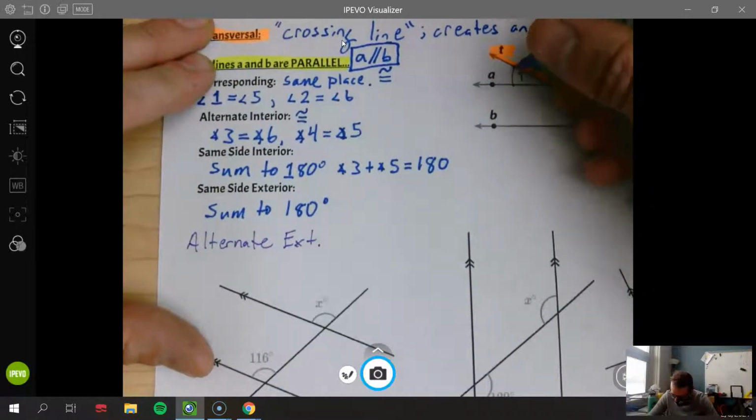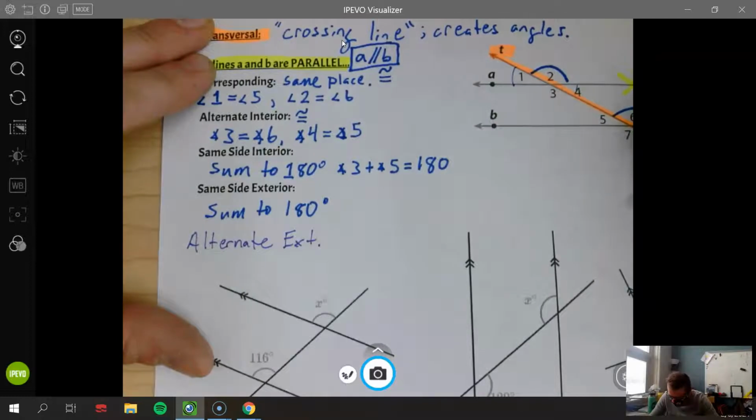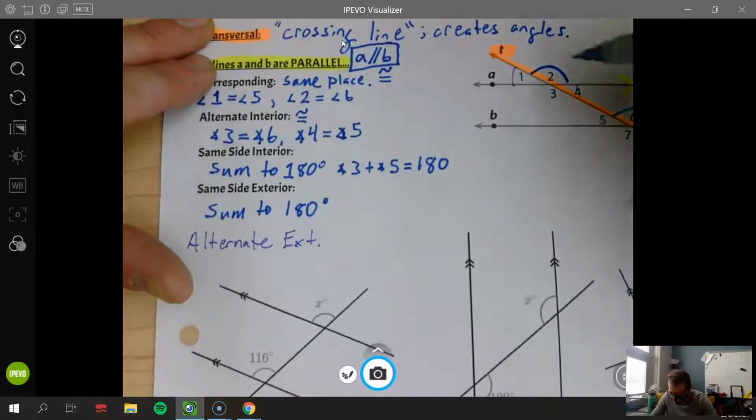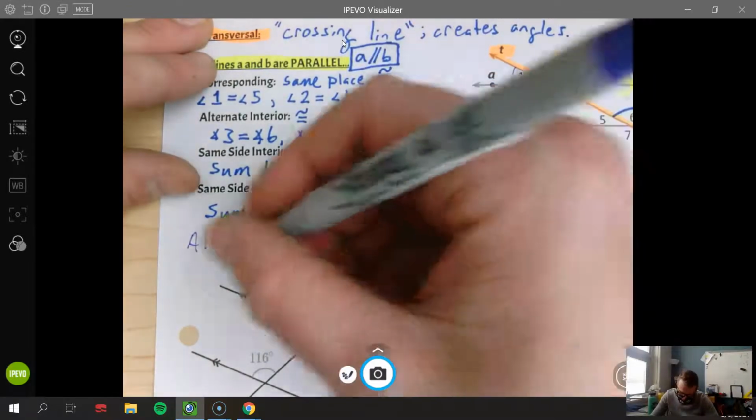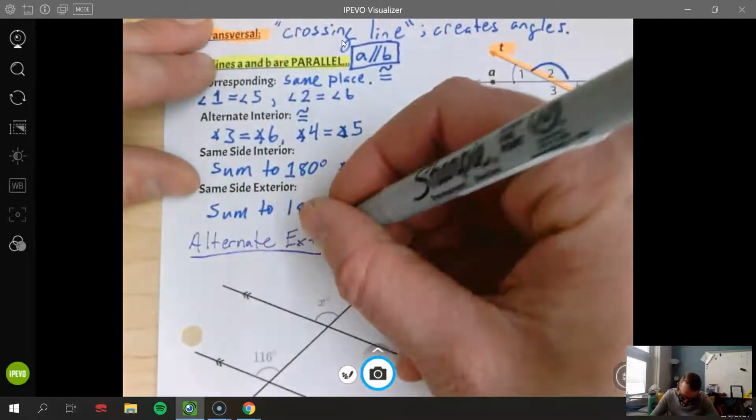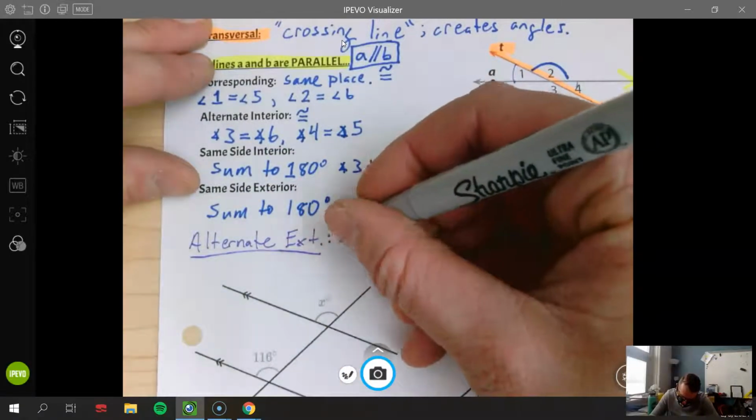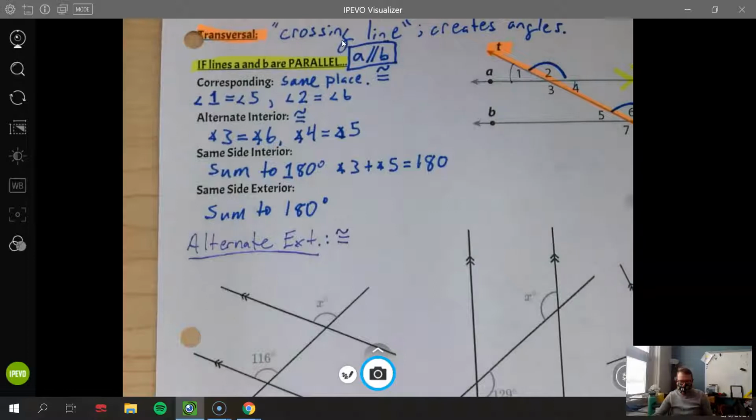So, like angle 1 and angle 8, right? Alternate, opposite sides of the transversal. What do you think they have? They're congruent to each other. Alternate exteriors are congruent.